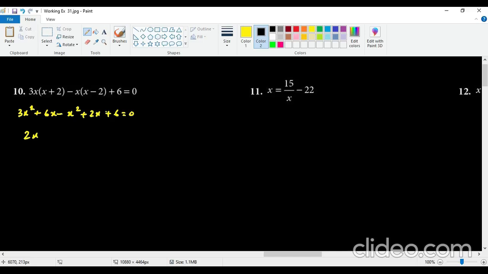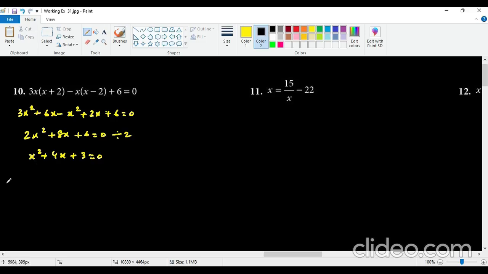For question number 10, as you can see, this is the one giving us 2x square and plus 8, 6x and 2x is going to give us an 8x plus 6 equals 0. Now 6 times 2 is a 12, and if we divide the whole thing by 2, we are going to get x square plus 4x and plus 3 equals 0. Now we have 3 as the multiple, and we find out the factors.